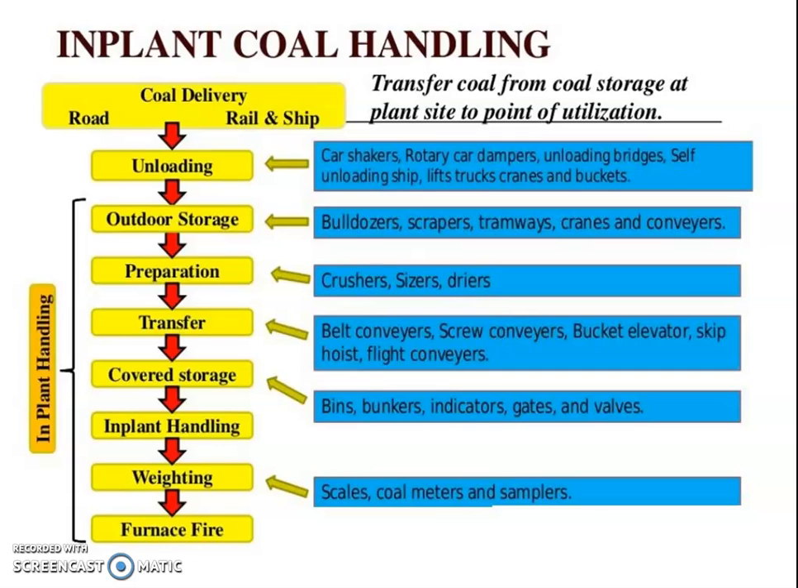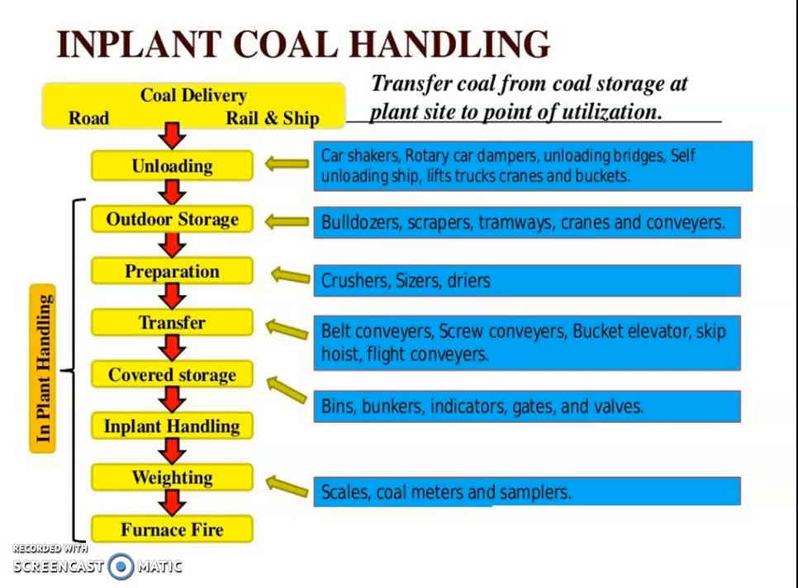The in-plant coal handling system consists of the following procedures: coal delivery, unloading, outdoor storage, preparation, transfer, covered storage, in-plant handling, weighing, and furnace firing. Coal is delivered from the station point. Unloading involves car shakers, rotary car dumpers, unloading bridges, self-unloading ships, lift trucks, cranes and buckets.